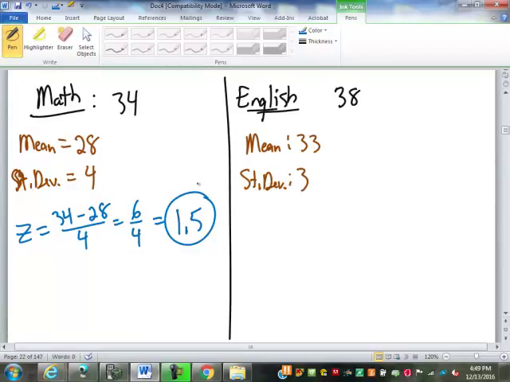That's pretty good. If you think back to that bell curve and those percents, that's somewhere between the 1 and 2 standard deviations above the mean. So you're better than more than 84% of the group.